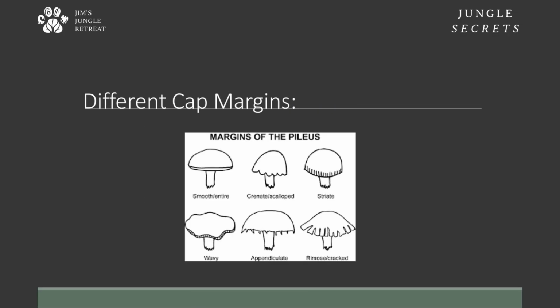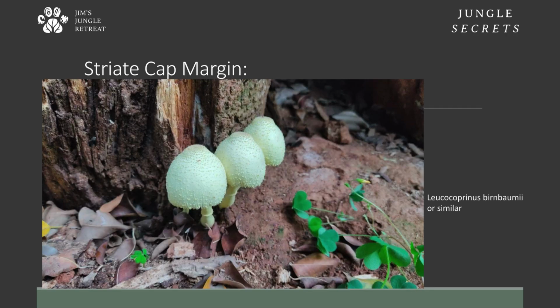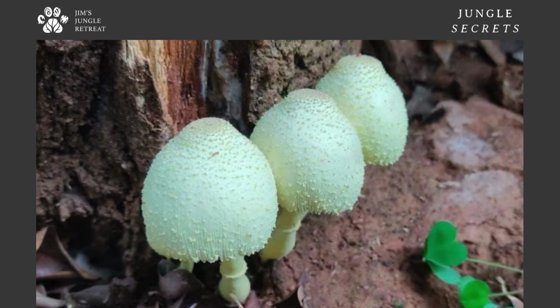There are the margins of the cap, which is different again. There are smooth, there are crenate, striate caps, wavy caps. I'll show you examples. So this is a striate cap margin. If you just zoom into this, you can see there are lines over here. These lines are called striate cap margins.